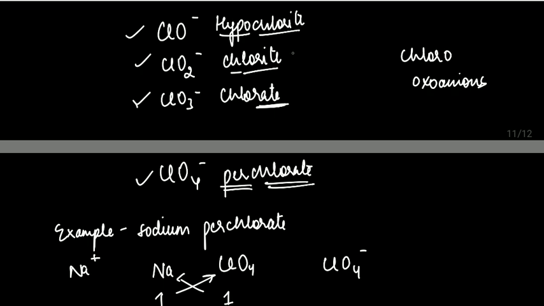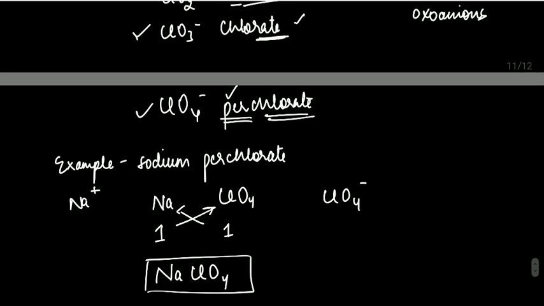So remember from this part, chlorite, ClO2 minus, is chlorite. One oxygen atom less than chlorite will have a prefix hypo. Hypo means less. One oxygen atom more than chlorite will have a slight change in the suffix part. It will be ATE. One oxygen atom more than chlorate will have a prefix added, perchlorate, but the chlorate part name will be the same. So I hope you have understood this part.